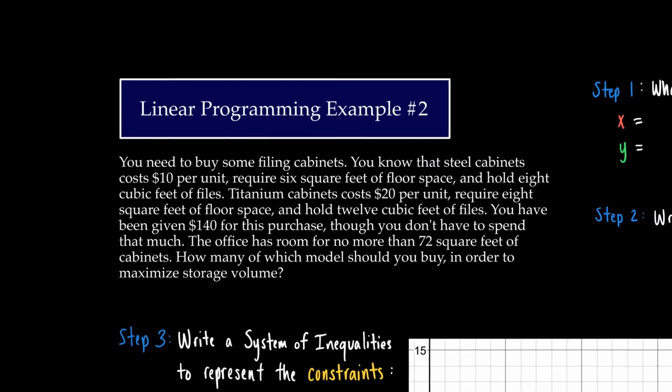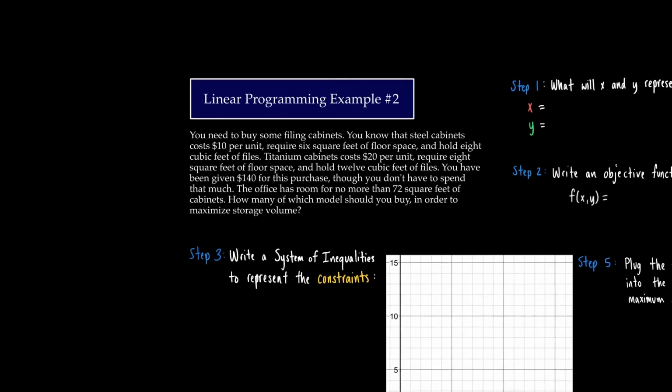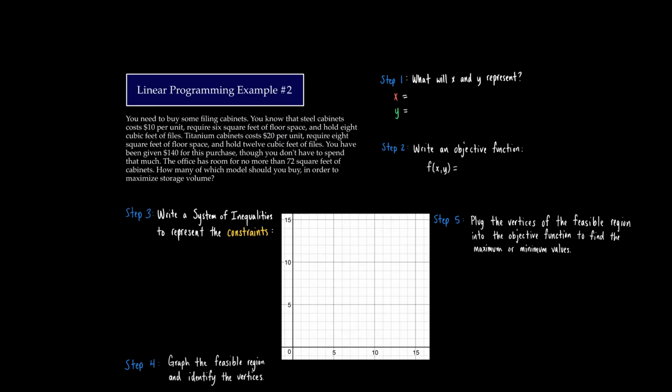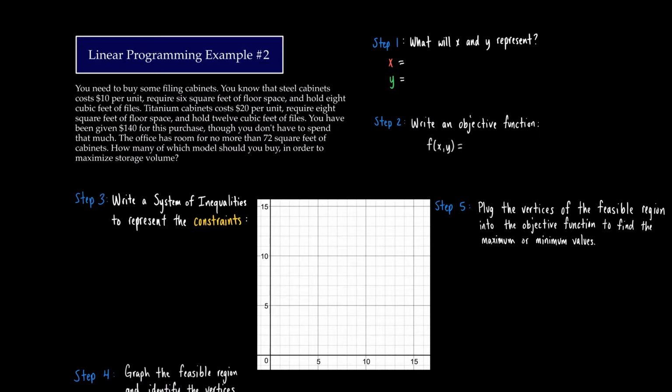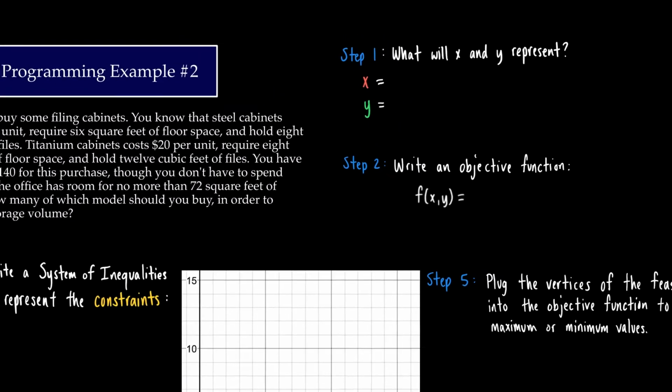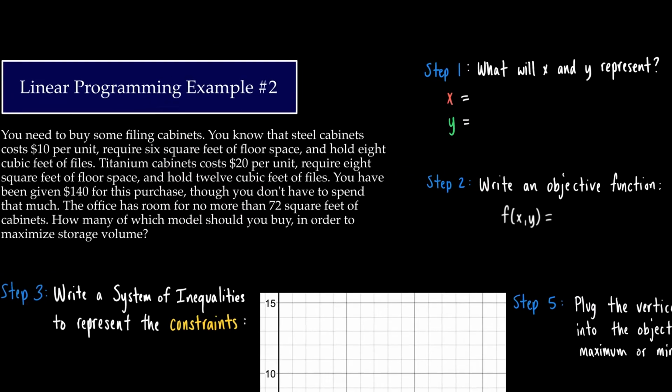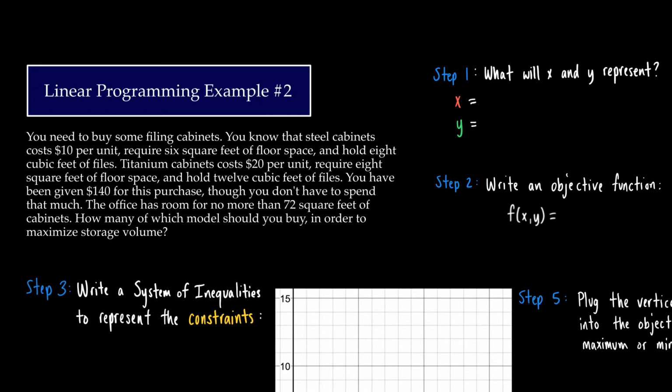Okay. So if you saw my first example, this is the same format as the first example. I've got the same steps for us, and we'll just follow through with them. First thing I'm going to do is figure out what X and Y are going to represent. The question is asking how many of which model should you buy? So what are the models?